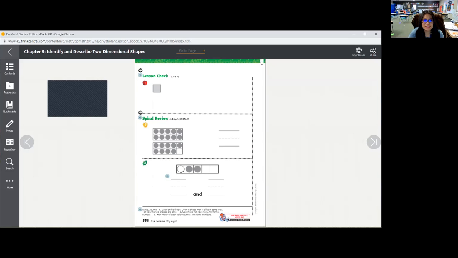Then right here, it says, look at this shape and draw a shape that is alike in the same way. So you're going to look at this one and say, okay, what do we have here? This shape has how many sides? This shape has how many vertex? Count them, okay? Then draw another shape that is alike, that has the same things in common as this shape right here. And then down here, you're going to count these counters in the 10 frames.